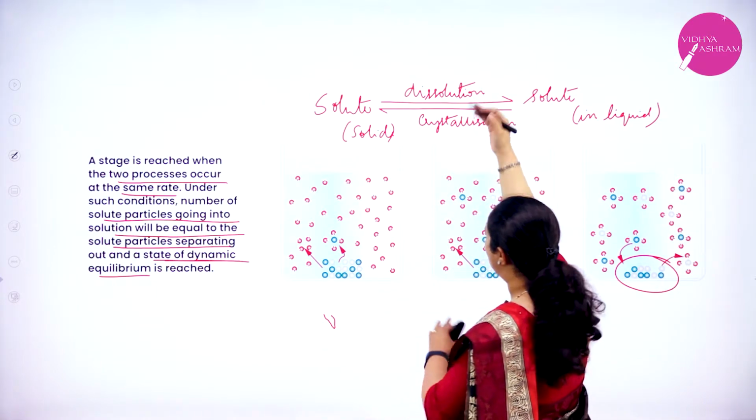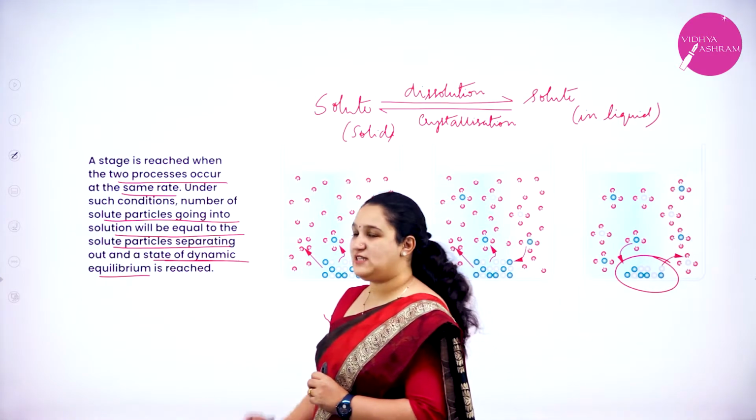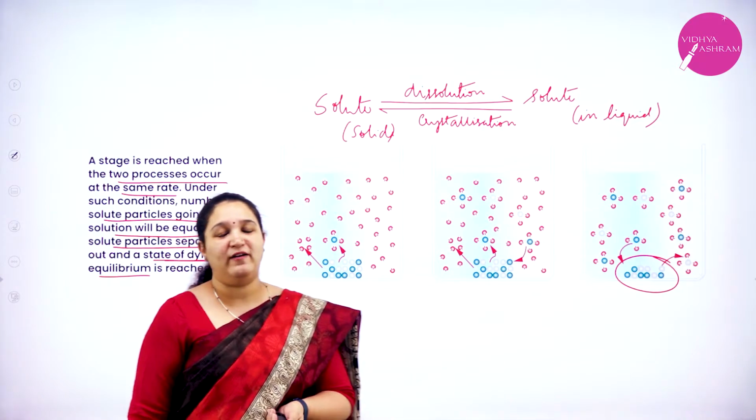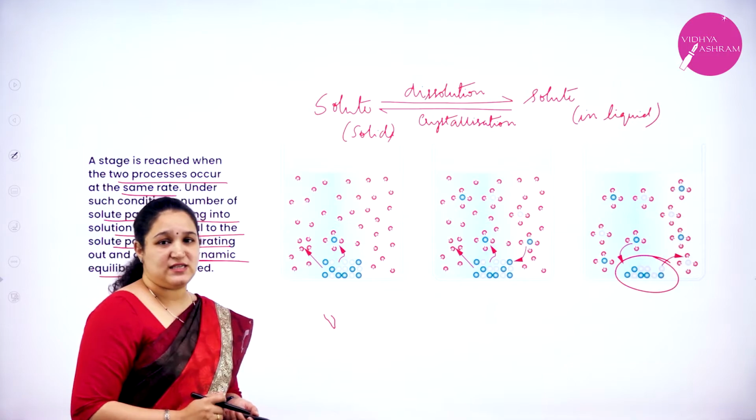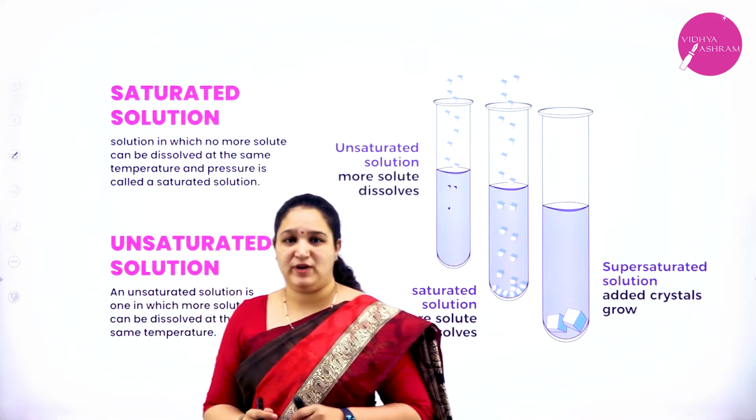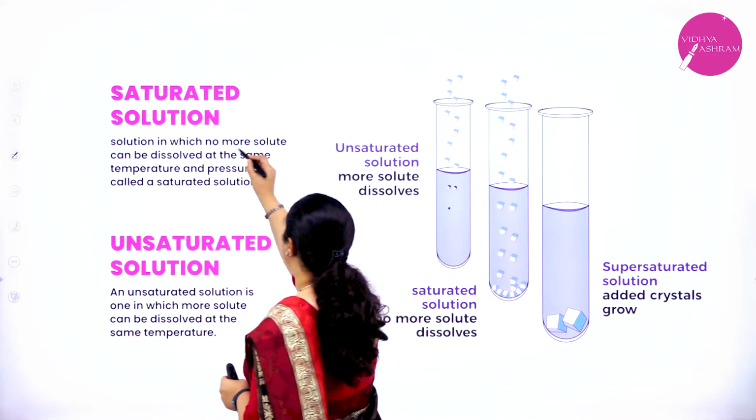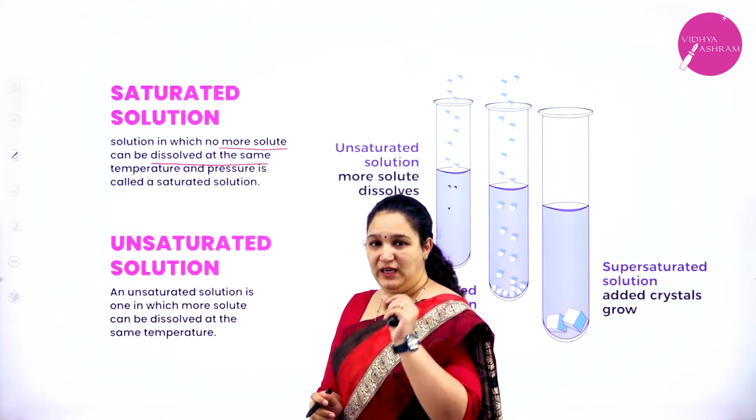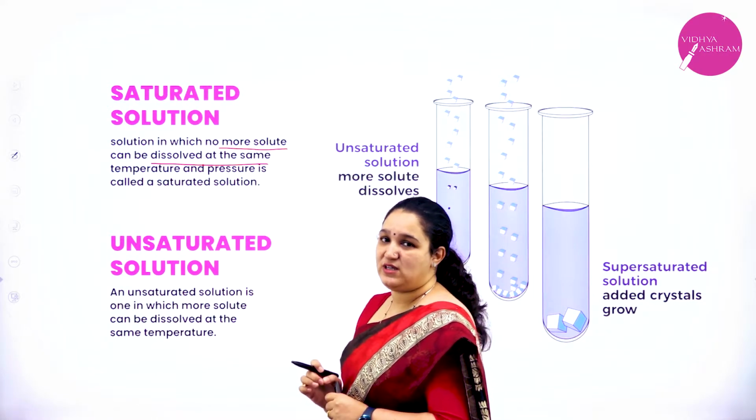When these two processes are happening at an equal rate, at that time we call that state the equilibrium state. So I hope you have understood dissolution as well as crystallization. Next we learn about saturated solution and unsaturated solution. So what is a saturated solution? No more solute can be dissolved at the same temperature and pressure in a particular solution. Such solutions we call saturated solutions.